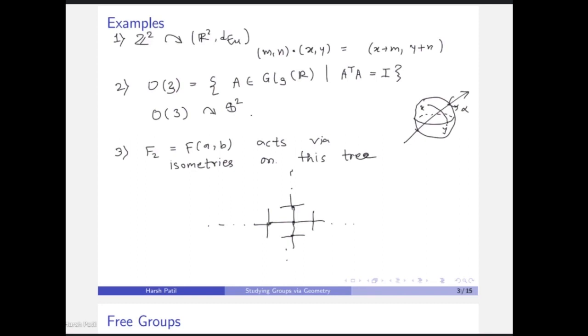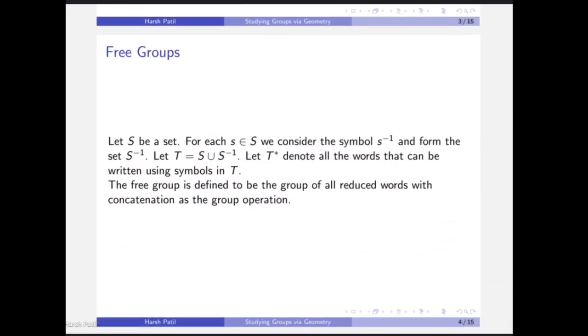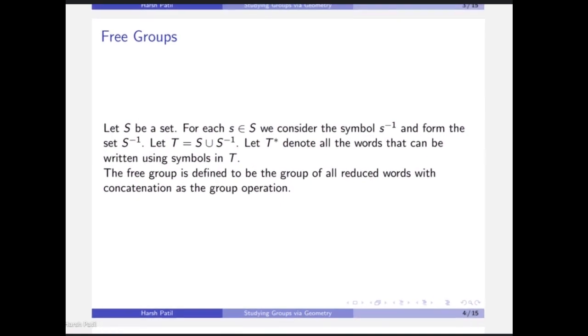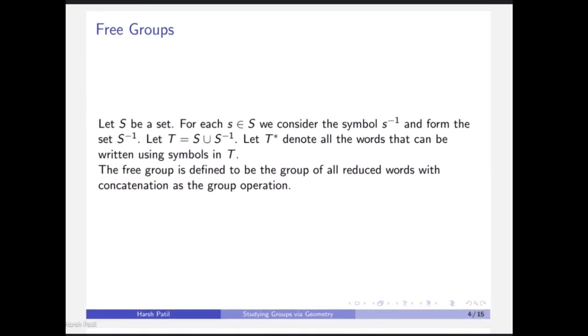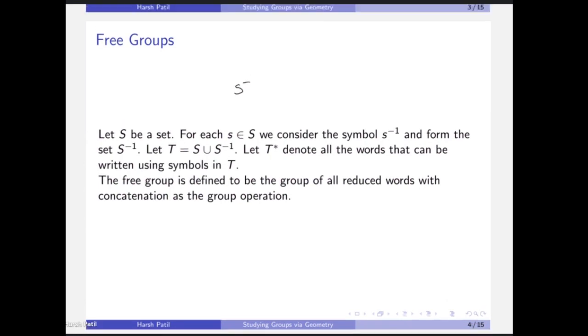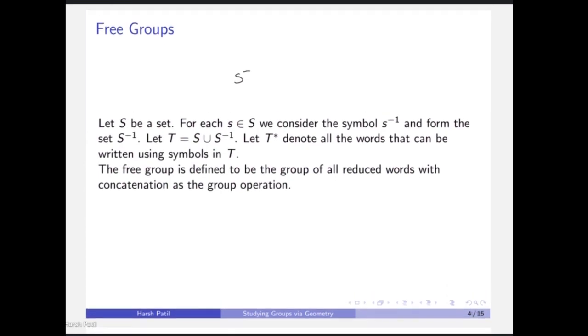So, yes, okay. We'll come back to this later. So what is a free group? Let S be a set, and for each small s belonging to S, we construct this set S inverse, which will serve as the set of inverses of elements in S. So S inverse is just a copy of S. So we add s inverse for each s belonging to S.